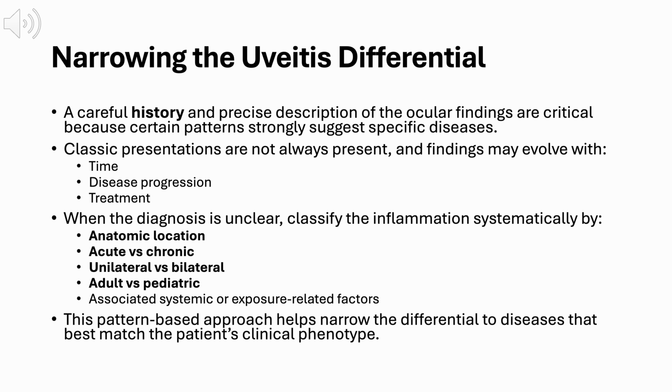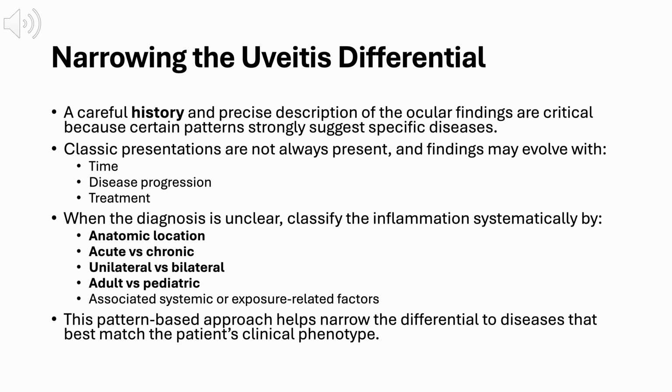So, how do you actually narrow things down? A careful history and a precise description of the ocular findings are critical because certain patterns strongly suggest specific diseases. But stay humble. Classic presentations aren't always present, and findings evolve with time, disease progression, and treatment. When the diagnosis is unclear, fall back on systematic classification.